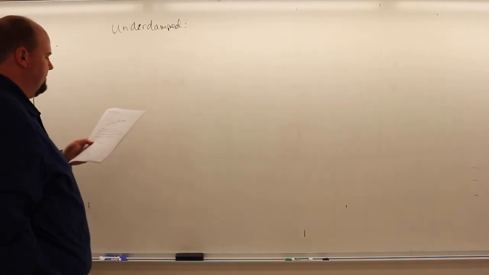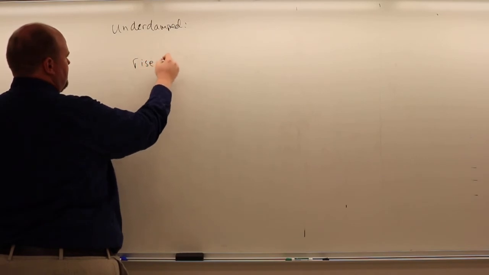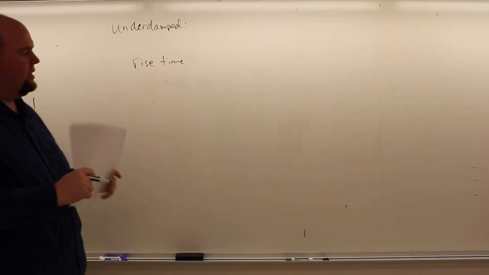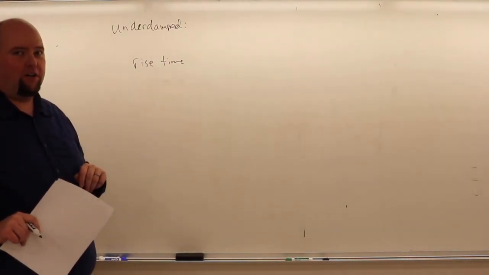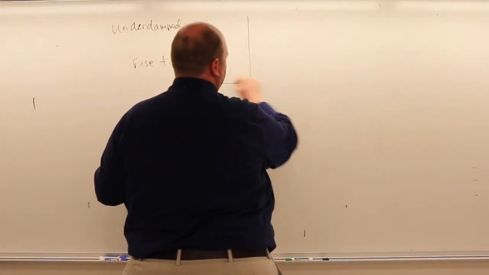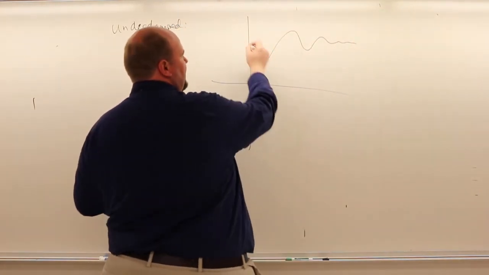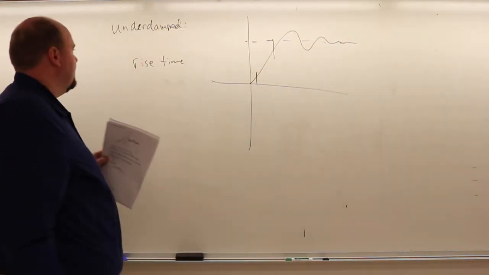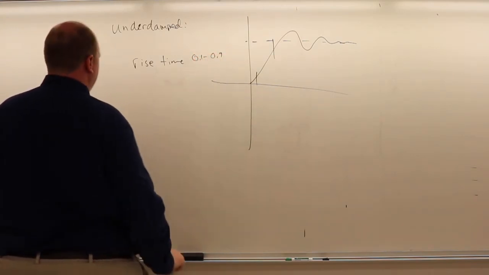For an underdamped system, we still care about rise time. We are still going to rise, but then we're going to overshoot our goal, right? So in an underdamped system, remember, the response is going to look something like that. We are still going to have that 10 to 90% rise time here. So we still have rise time, and again, rise time is that 0.1 to 0.9 rise.